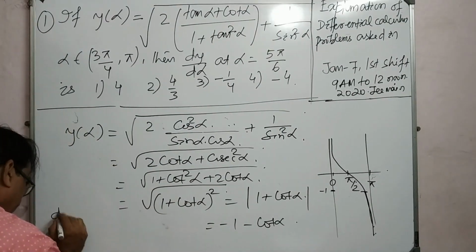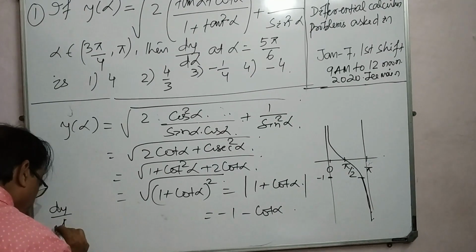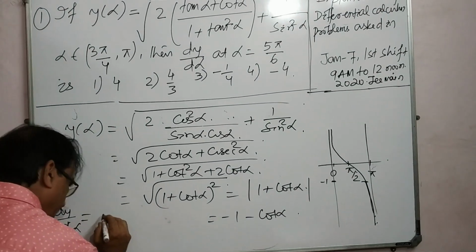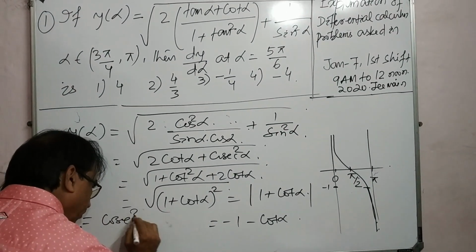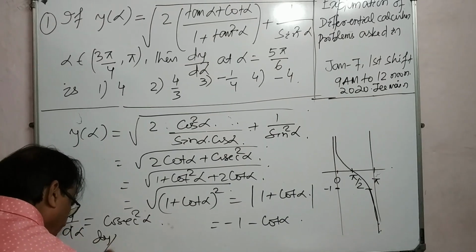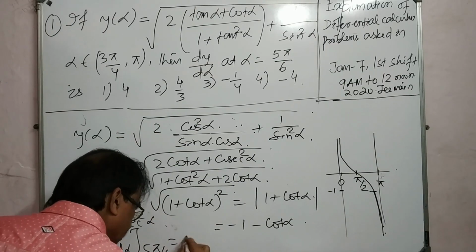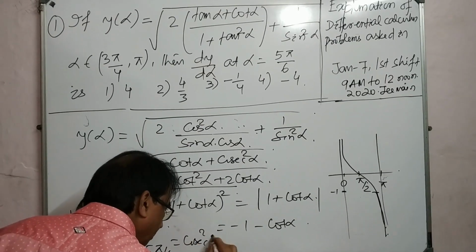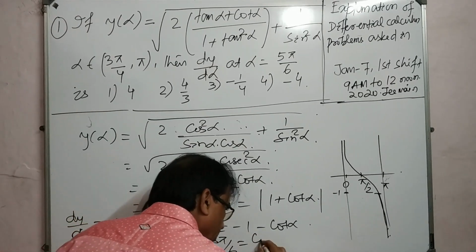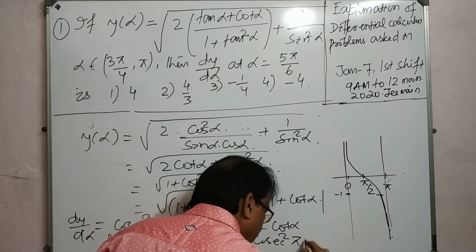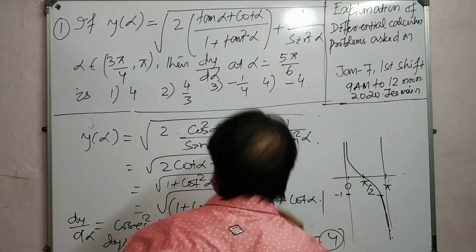Then dy by d alpha is cos square alpha, and dy by d alpha at 5 pi by 6 is cos square 5 pi by 6, which is equal to cos square pi by 6, which is equal to 3 by 4, and here is the option.